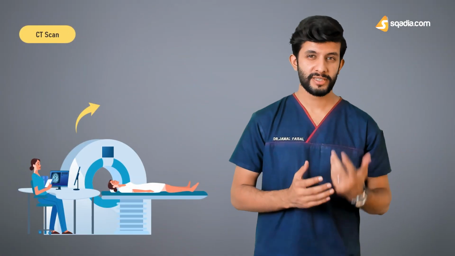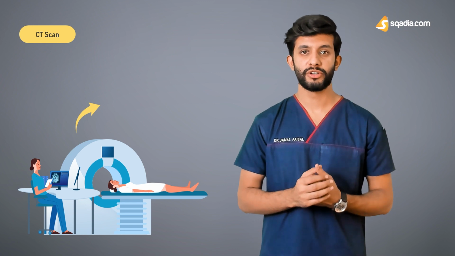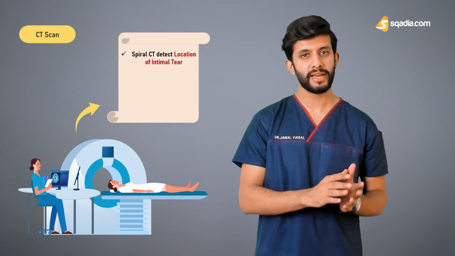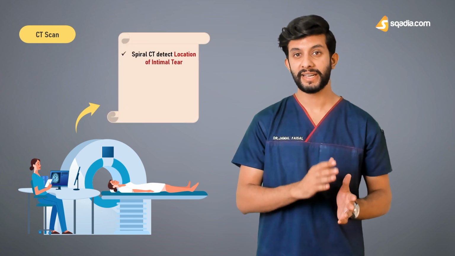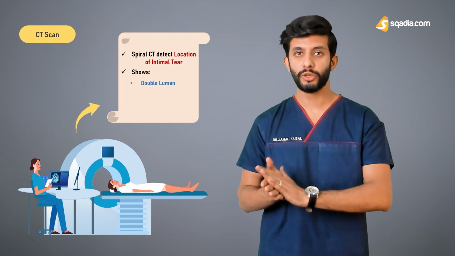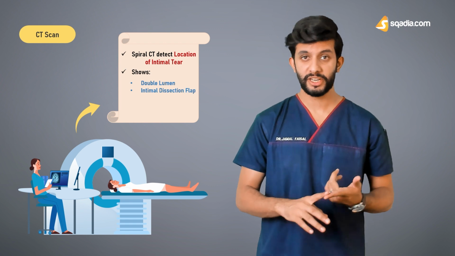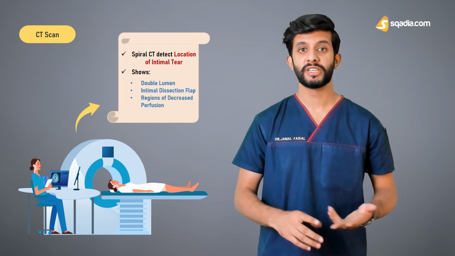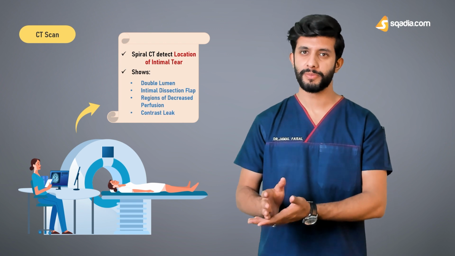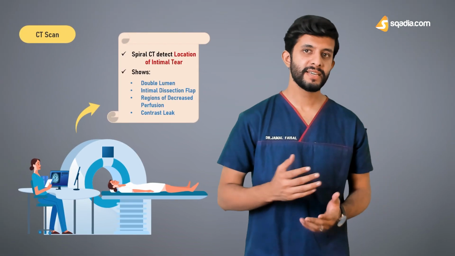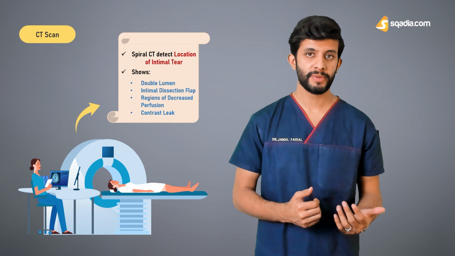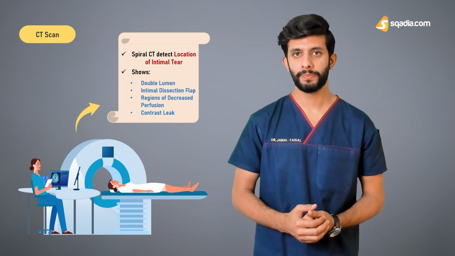Now, if the patient is stable, a CT scan with contrast is recommended. The spiral CT can quickly detect the location of the intimal tear, and the advantage that gives us is that it can help the surgeon to plan the procedure. Now, it will likely show a double lumen. It might show the intimal dissection flap, the regions of decreased perfusion, and if there's a contrast leak, that's how the surgeon will know that there is a rupture. And so if the CT fails to give us the information we need, a transesophageal echocardiogram can be done, or an MRI could be done as well.